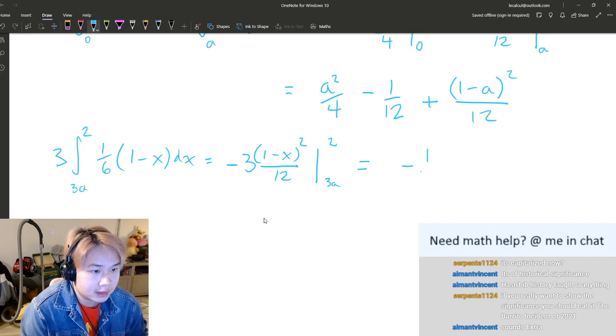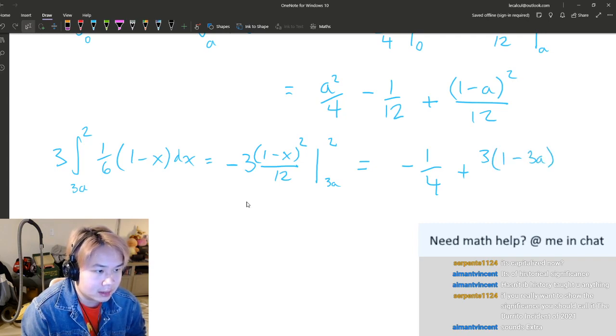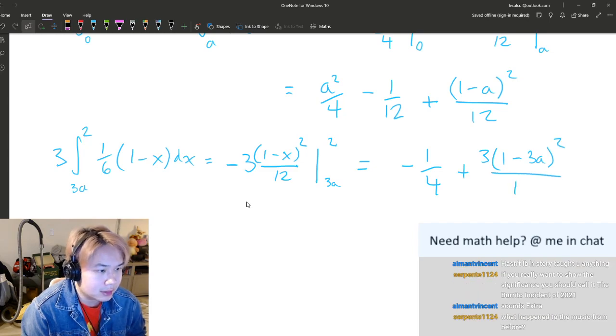So let's see. If I plug in 2, this becomes 1, and then 3 over 12 is 1 over 4. And then I have 3 times 1 minus 3a squared over 12.